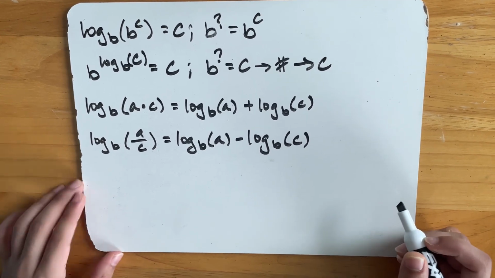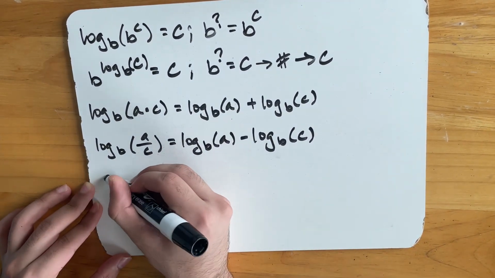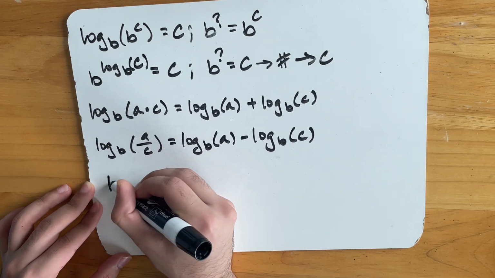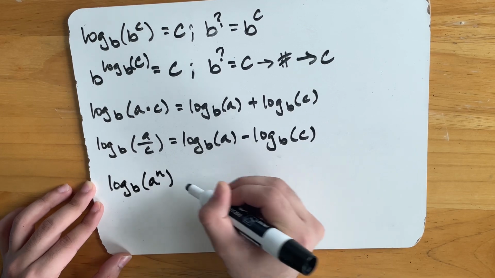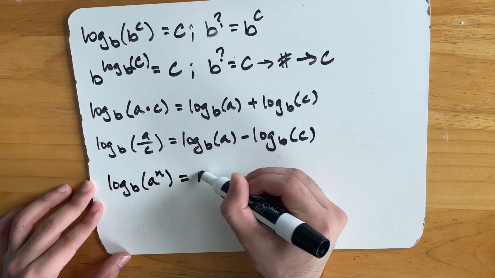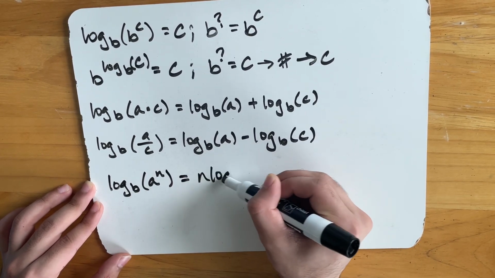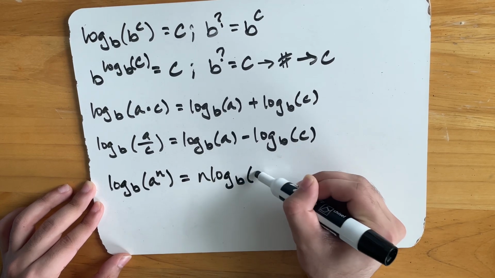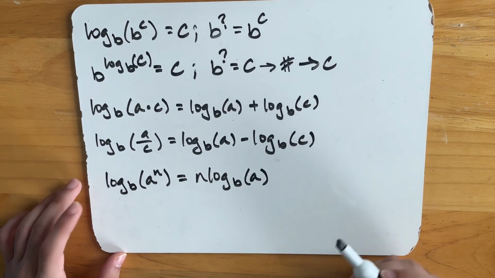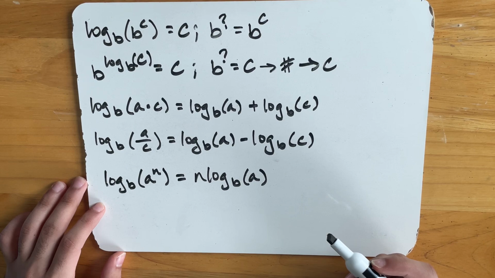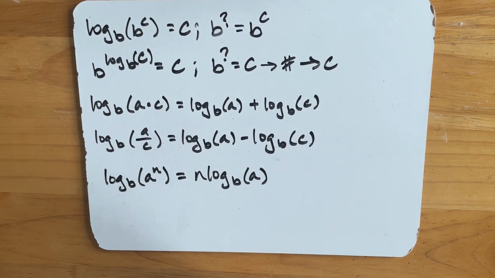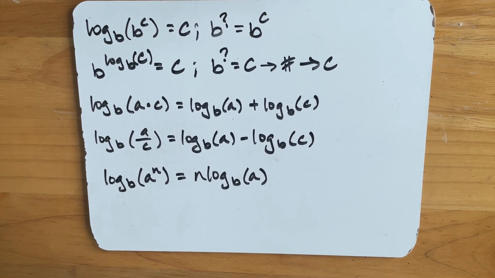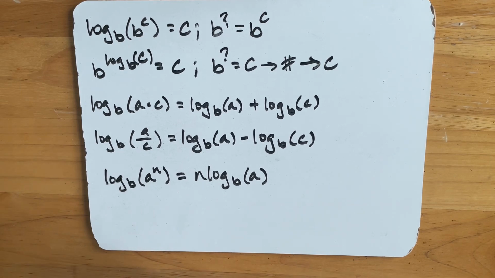It's really a short video, so I'm going to end it with another property, actually. So that property is, oh my goodness, my marker. Log base b of some a to the n is equal to n times log base b of a. So I'm going to end with this property. And my exercise for you is, knowing what exponentiation means and knowing all the other log properties I told you above, I want you to prove this and tell me why this is true.